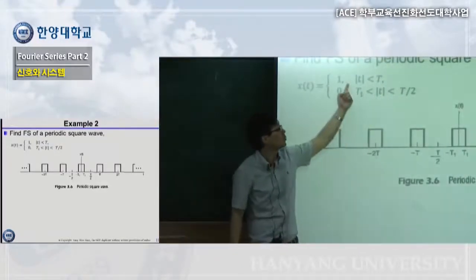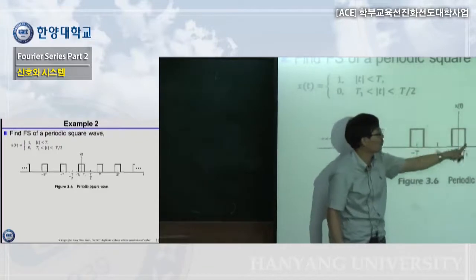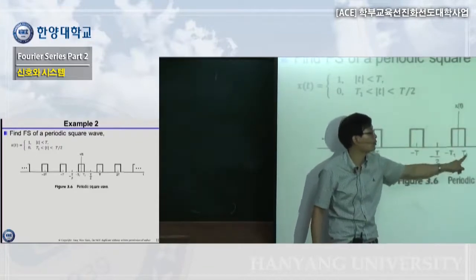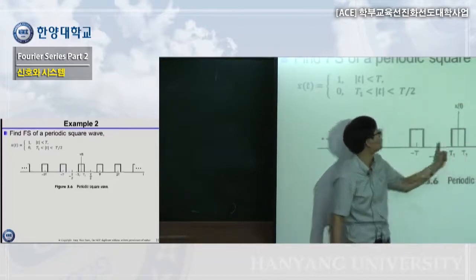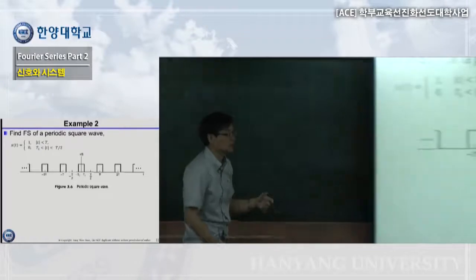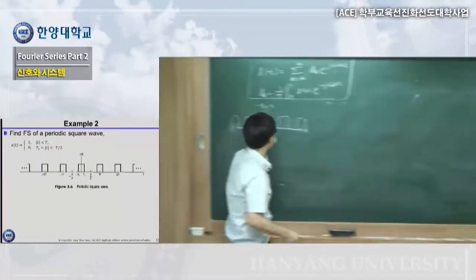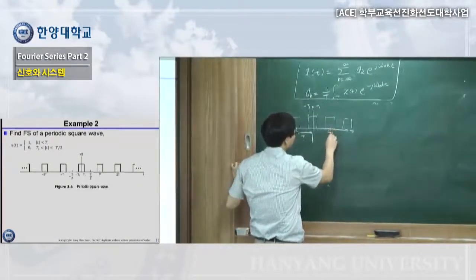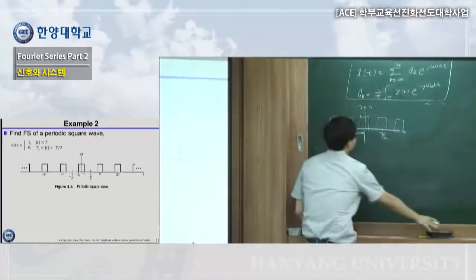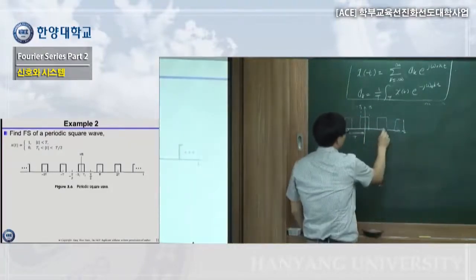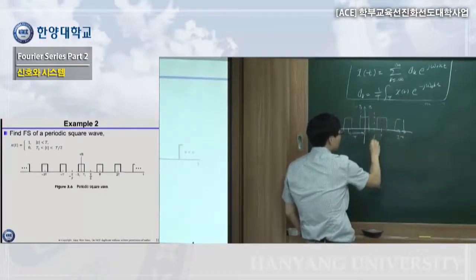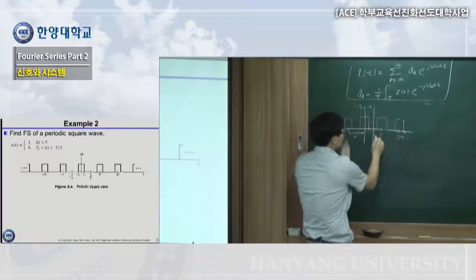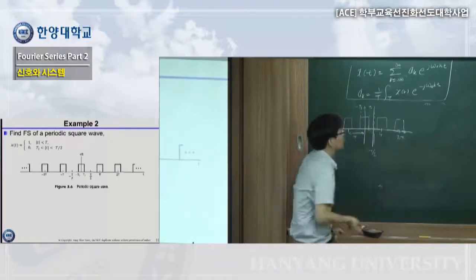So this signal is 1 from minus T1 to T1, and it is 0 from T1 to the end of the period. This will be T, this is 2T, and here is the line dividing this set and this set, so this will be T divided by 2.